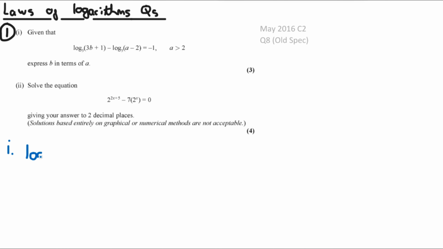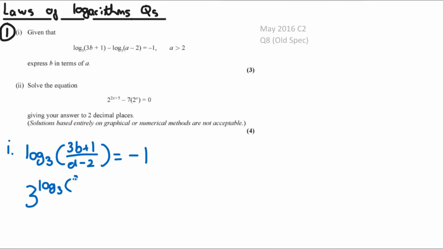So this would be equal to log base 3 of (3b plus 1) over (a minus 2), and this is equal to minus 1, and then make 3 the base on both sides, so this is going to be 3 to the power of log base 3 of (3b plus 1) over (a minus 2), and this is equal to 3 to the power of minus 1. We've just made 3 the base on both sides.